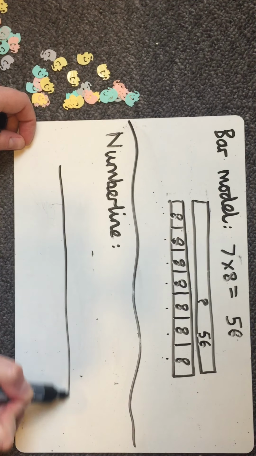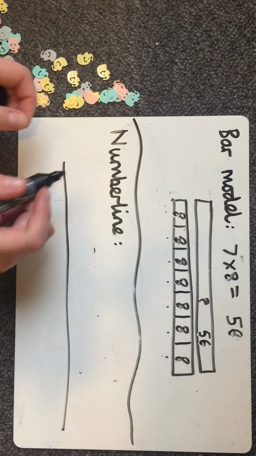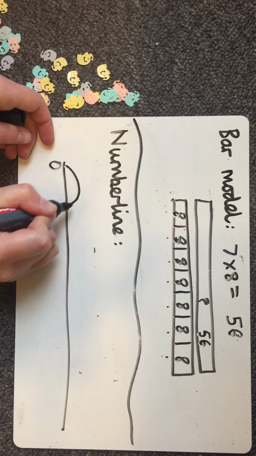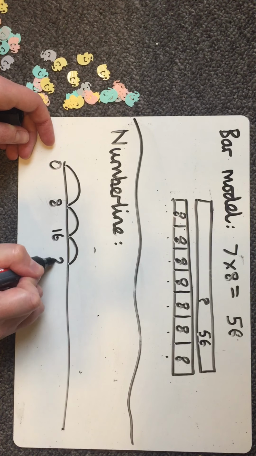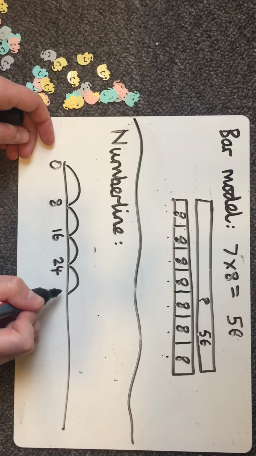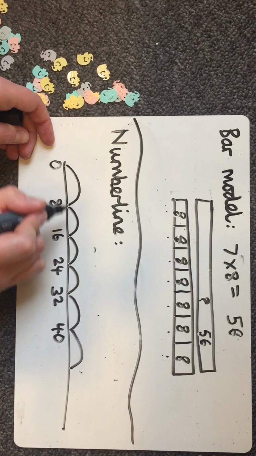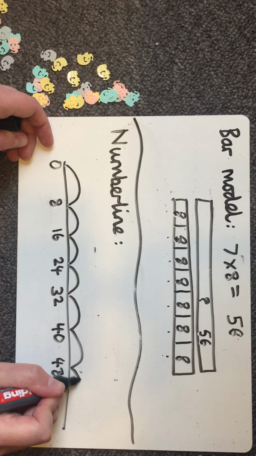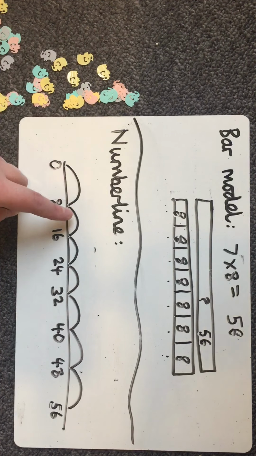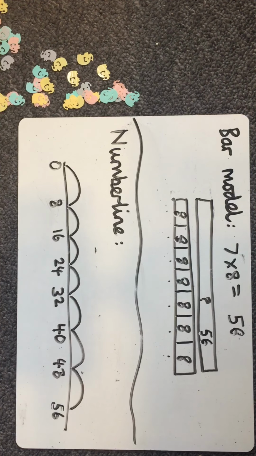Number line. Draw a line on your piece of paper or whiteboard. Can you work out 7 times 8 with a number line? Off you go. Ready? So 1 times 8 is 8. 2 times 8, 16. 3 times 8, 24. 4 times 8 is 32. 5 times 8, 40. Then I've got 6 jumps of 8, 48. 7 jumps of 8, 56. 1 times 8, 2 times 8, 3 times 8, 4 times 8, 5 times 8, 6 times 8, 7 times 8.